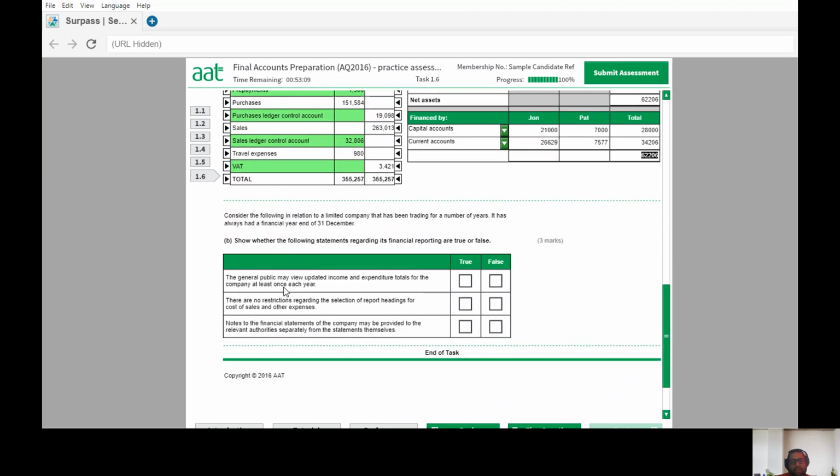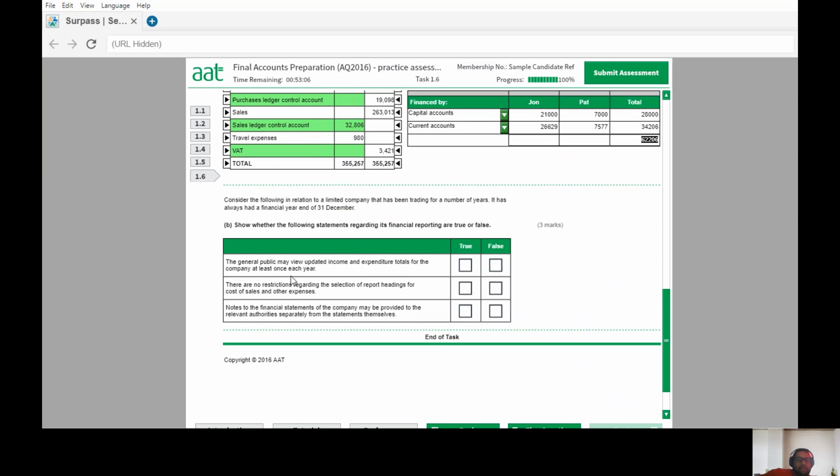Okay. Now look at the last part. Consider the following in relation to a limited company that has been trading for a number of years. It has always had a financial year end of December 31st. Now they are asking you to show whether the following statements regarding its financial reporting are true or false. The general public may view updated income and expenditure totals for the company at least once a year. Of course, because they have to file the report at least once a year. Therefore, the general public may be able to view that. So that is true.